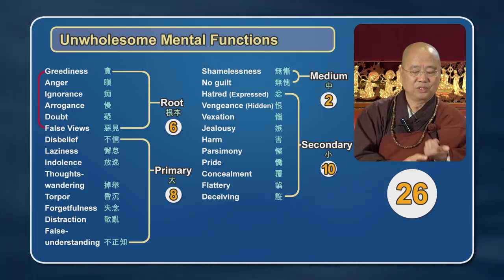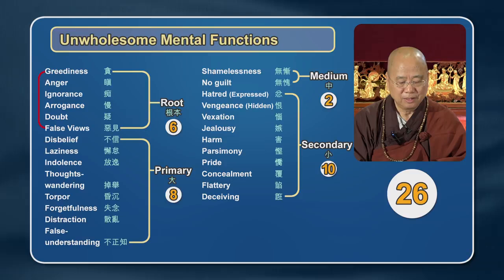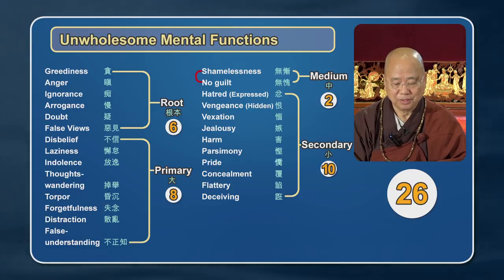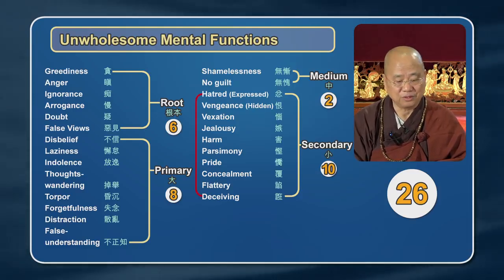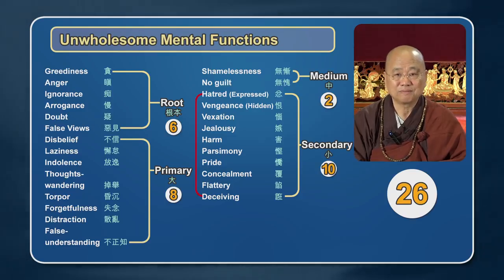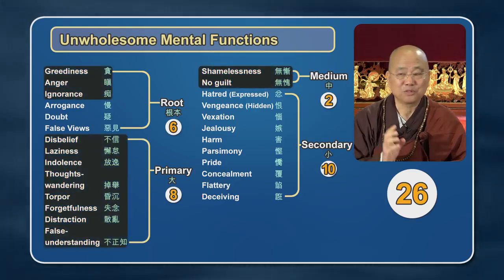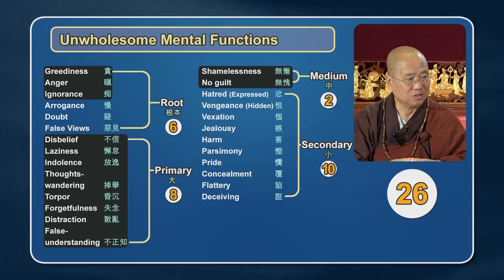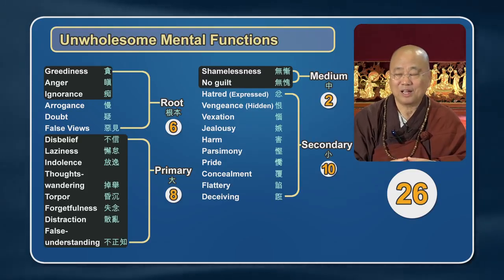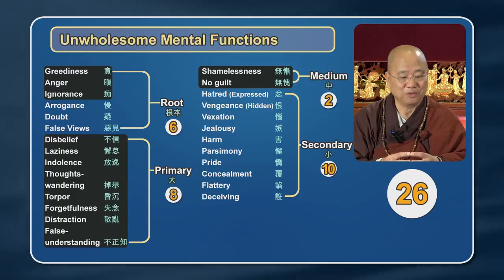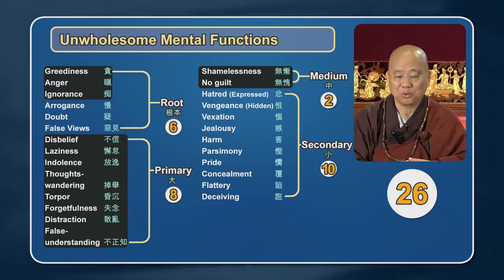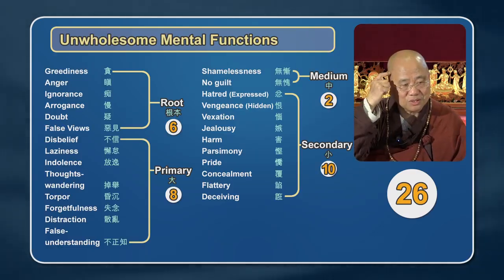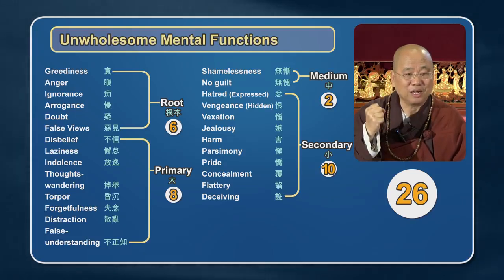If you add them together, 6 root, the basic mental functions, 8 primary mental functions, 2 medium mental functions, and 10 secondary mental functions. The ones that I highlighted, if you count them, they are 13. They are related with the first 5 consciousnesses. And all the others that are not highlighted, if you add them together with the highlighted ones, they come up to 26, which is the total. They are all interactive with the sixth consciousness. So the sixth consciousness is extremely active.